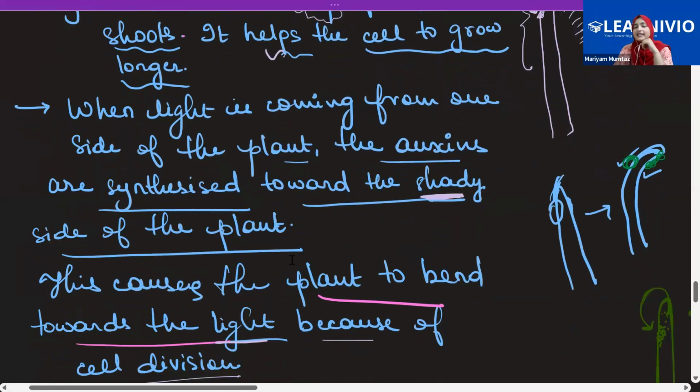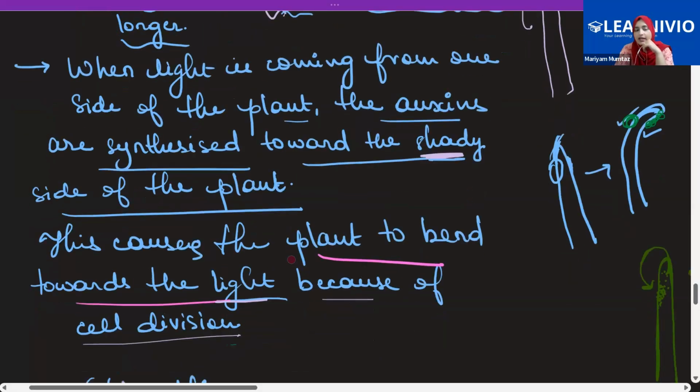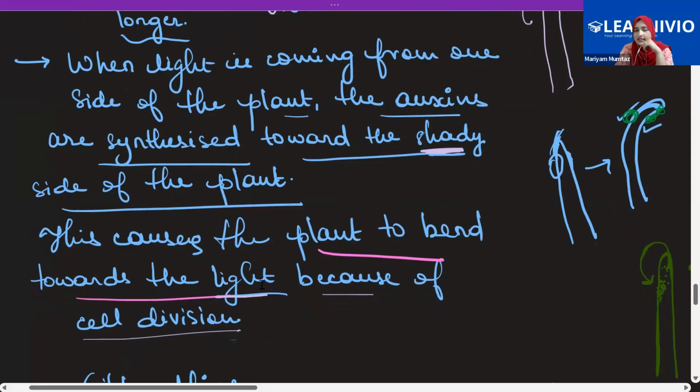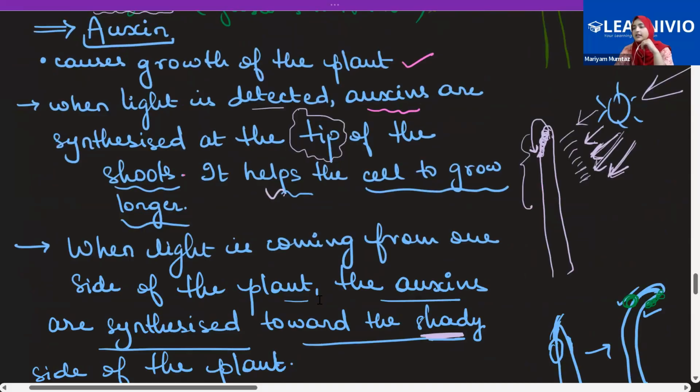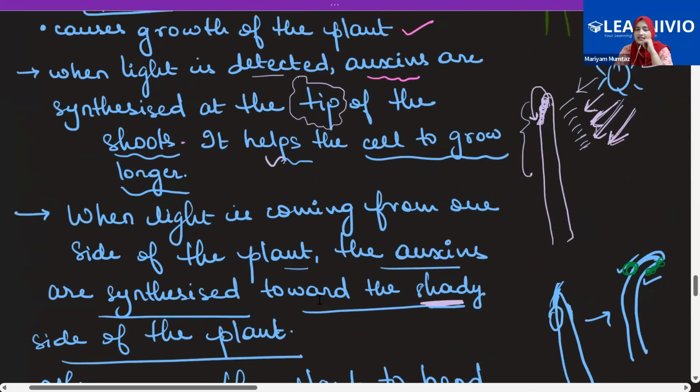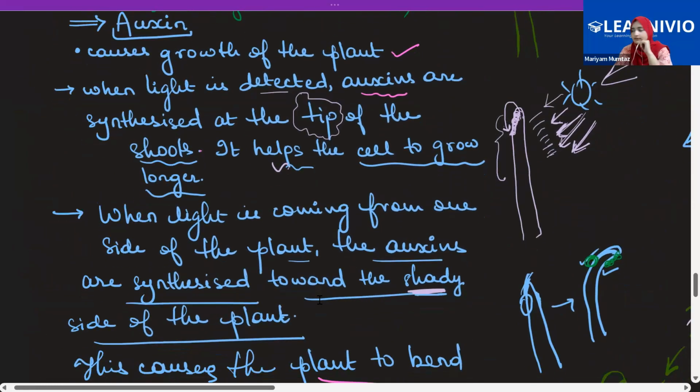So when light is coming from one side of the plant, the auxins are synthesized towards the shady side of the plant. This causes the plant to bend towards the light because of cell division. Okay, so always remember, auxins are extremely important for the growth of the plant. Auxin is clear, students? Yes, ma'am. Okay, very good.